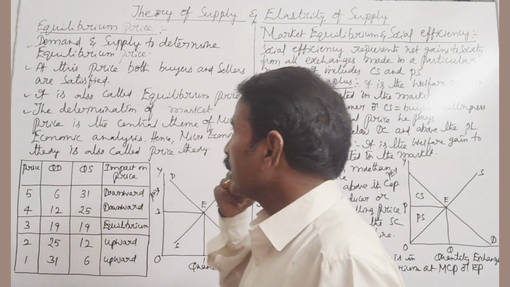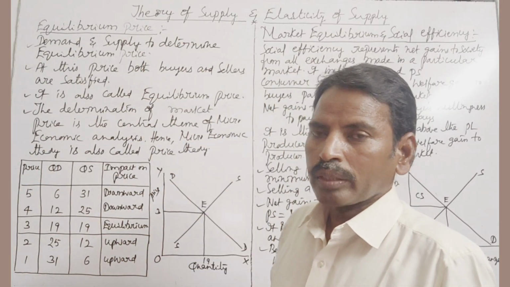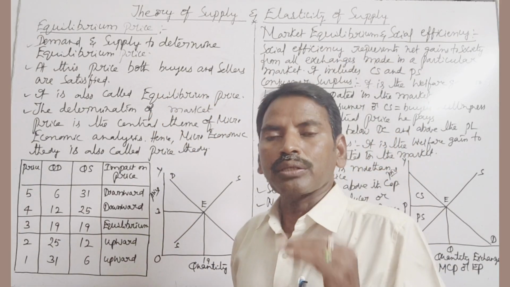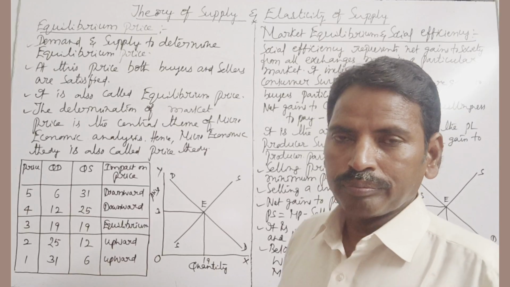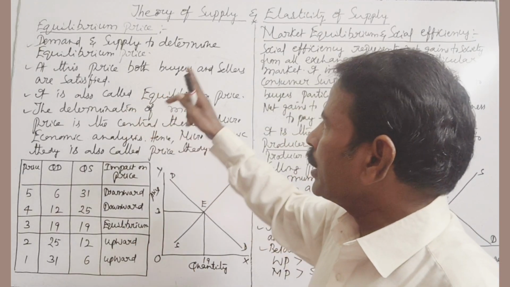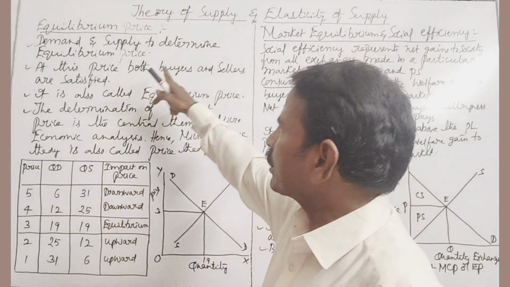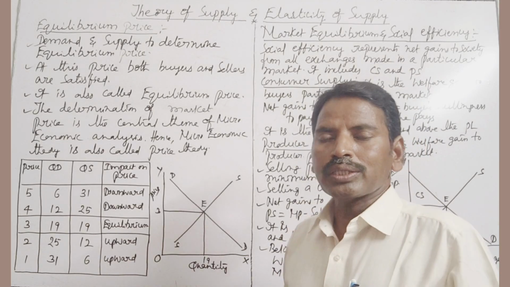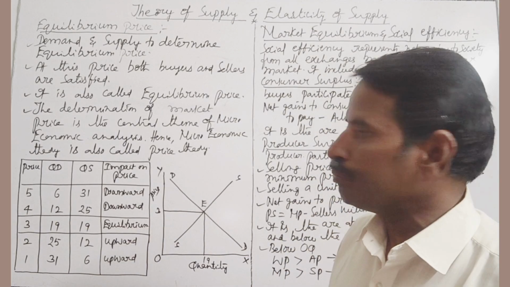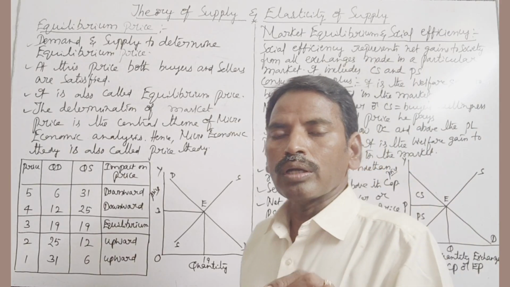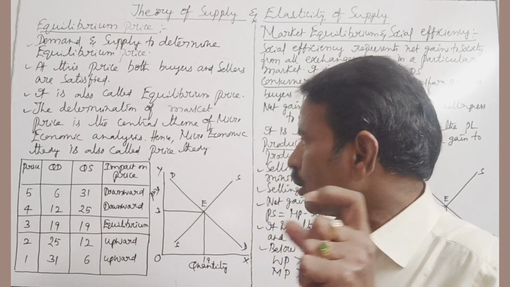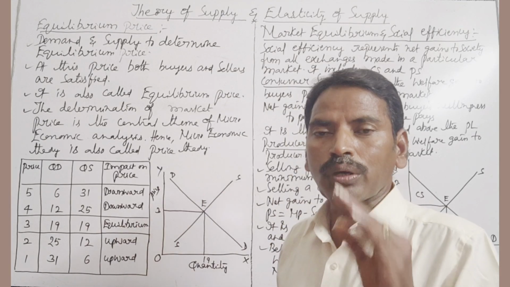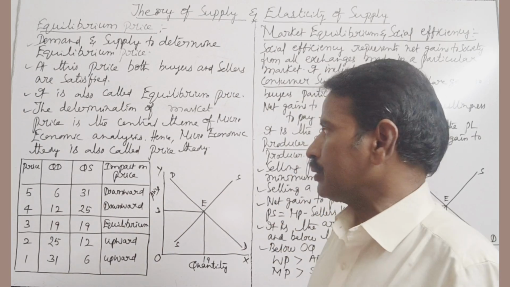First of all, equilibrium price. The equilibrium price is determined by the interaction of demand and supply. In other words, demand and supply determine the equilibrium price. At this price, both buyers and sellers are satisfied, so it is called equilibrium price. It is also called market clearing price.